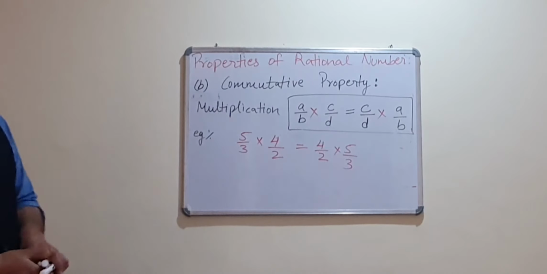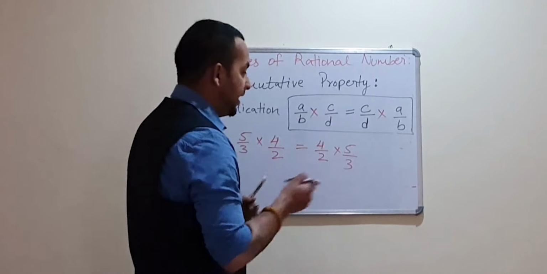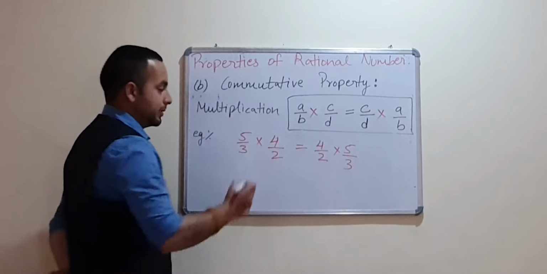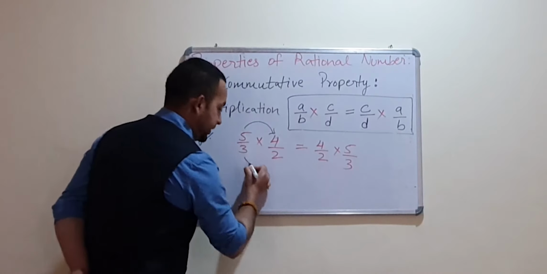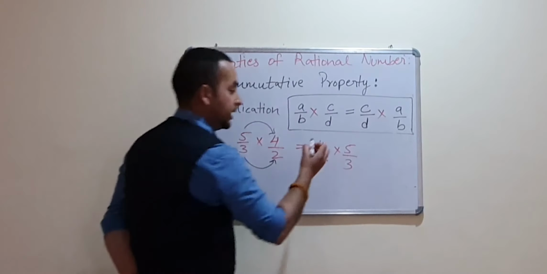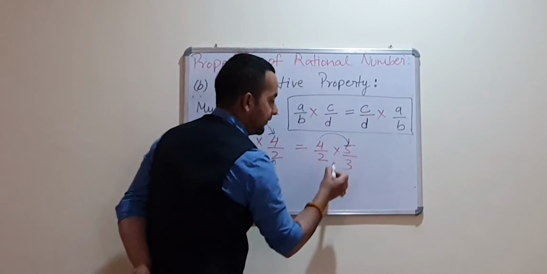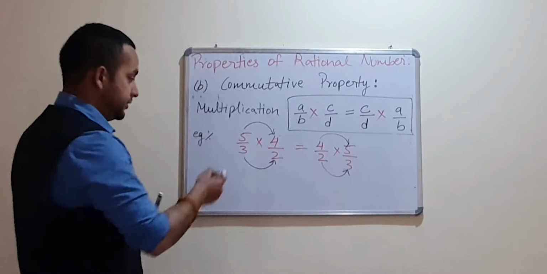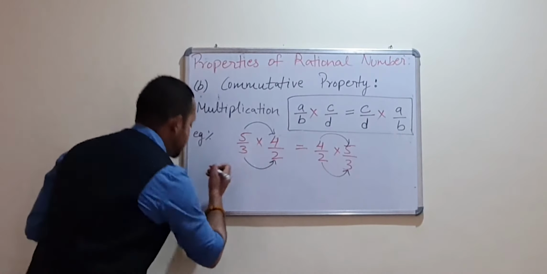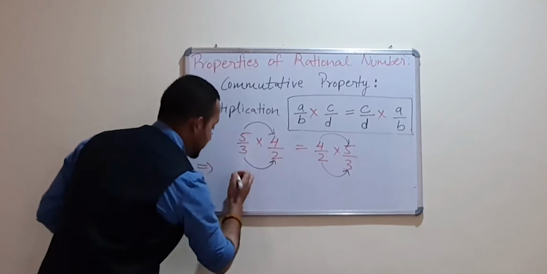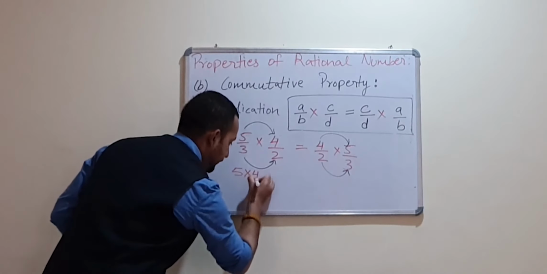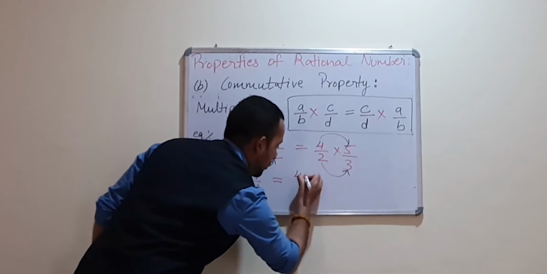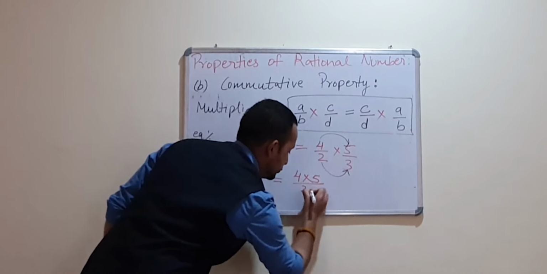Now, what we had learned is that in case of multiplication, the numerator should always multiply with the numerator and the denominator is always multiplied with the denominator. Similarly here, numerator is multiplied with numerator and denominator with denominator. Now we are going to multiply these two, numerator as well as denominator. 5 multiplied by 4, and 3 multiplied by 2. 4 multiplied by 5, and 2 multiplied by 3.